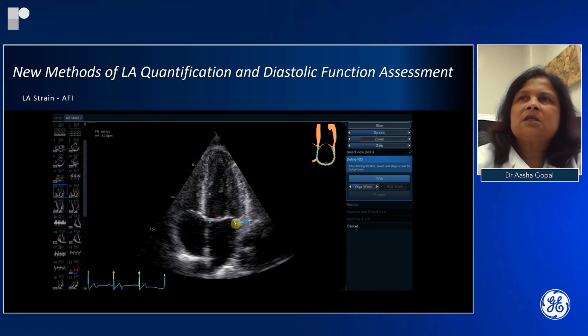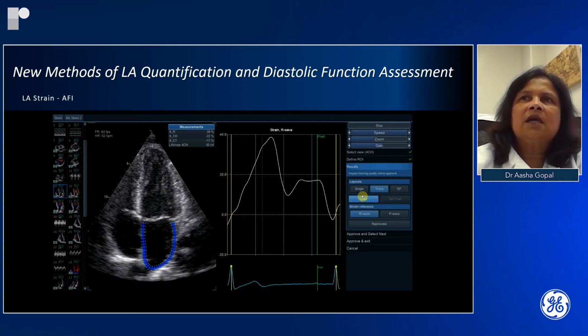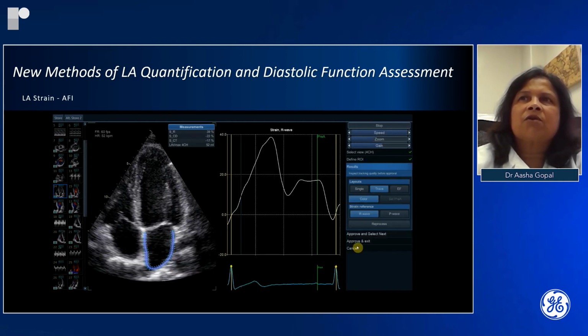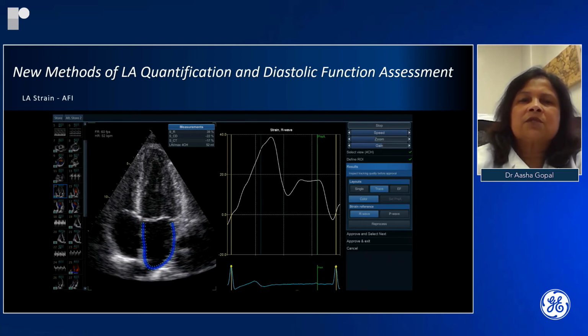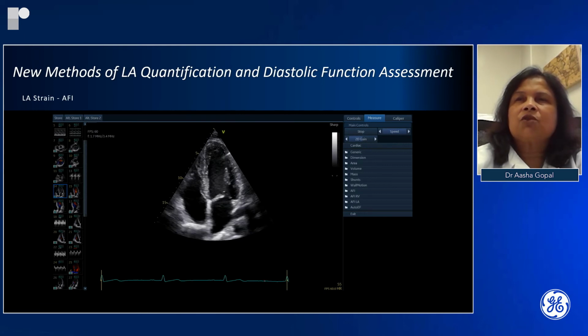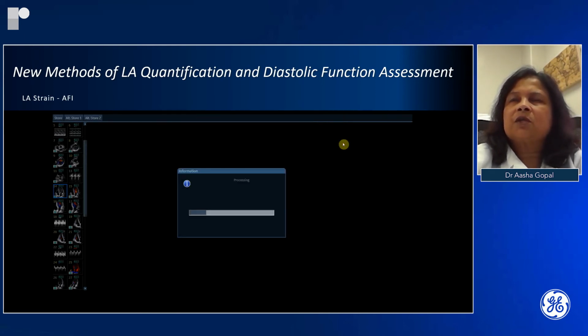ECG markers, which you can see at the bottom, can be manually adjusted. The region of interest can be specified with 3 clicks, as you just saw, and tracking can be improved by adjusting endocardial and epicardial borders. And there you see the final strain curves for the left atrium showing all 3 phases of left atrial contraction.